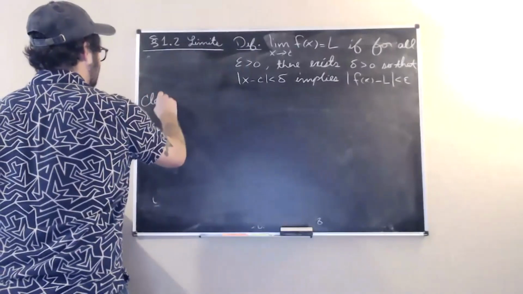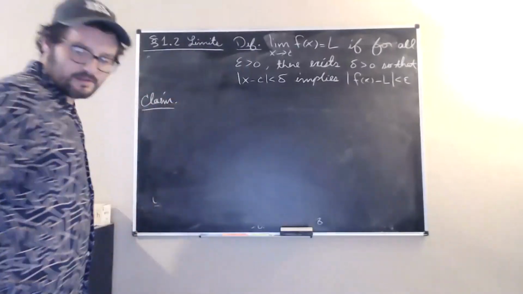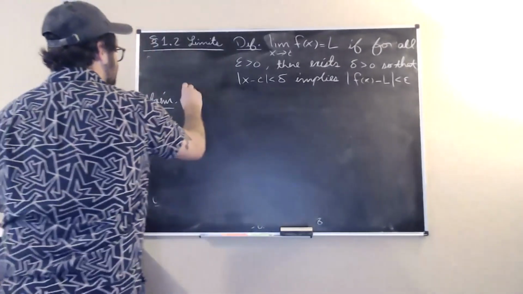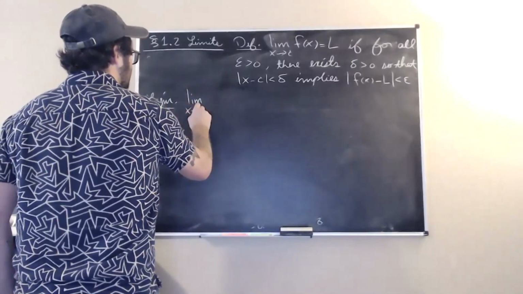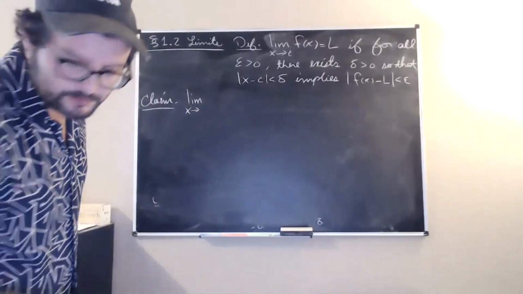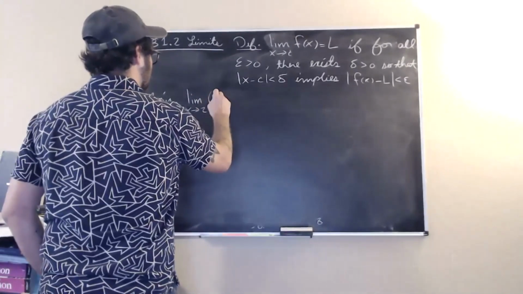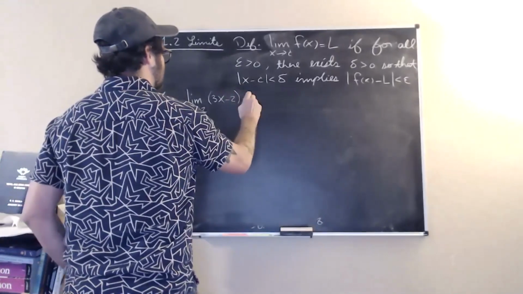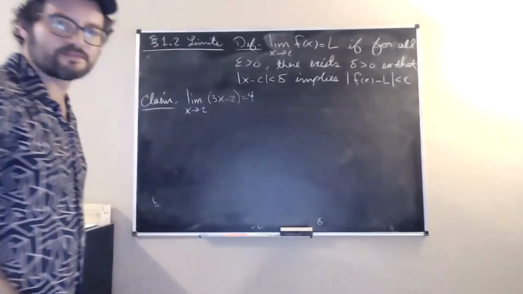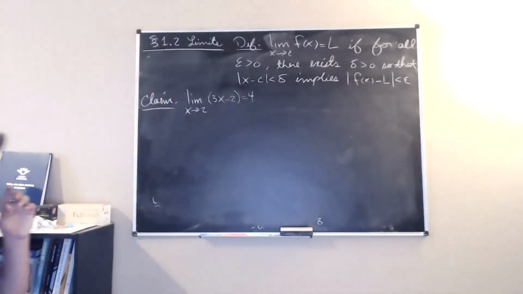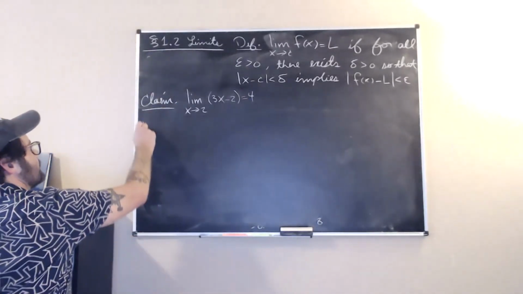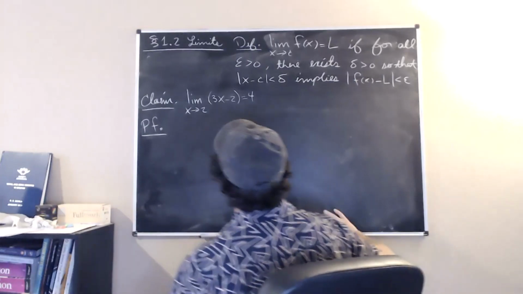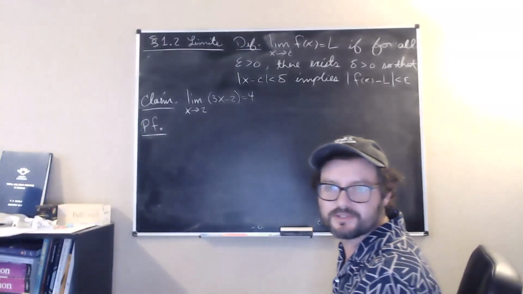Okay, so claim. Let me just pick an easy one. The limit as x goes to 2 of 3x minus 2 is equal to 4. That's what I claim. So now we're going to actually give a formal proof of this. But in order to do that, I'm going to need some scratch work to figure out what delta needs to be.